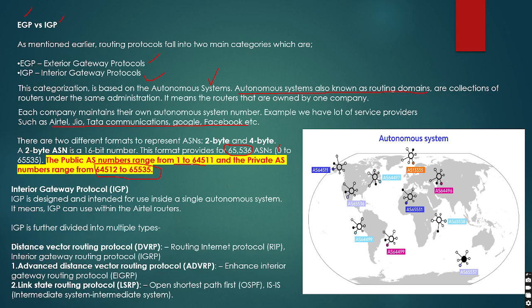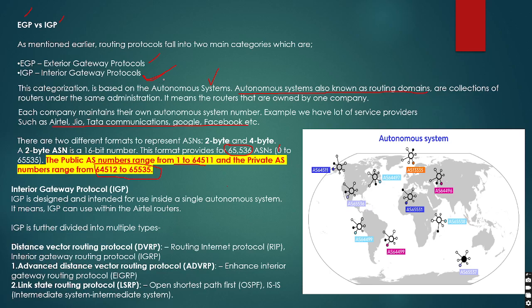So if you configure a routing protocol within the autonomous system number, we use an interior gateway protocol. How many interior gateway protocols do we have? Three: OSPF, IS-IS, and EIGRP. These are the main ones.